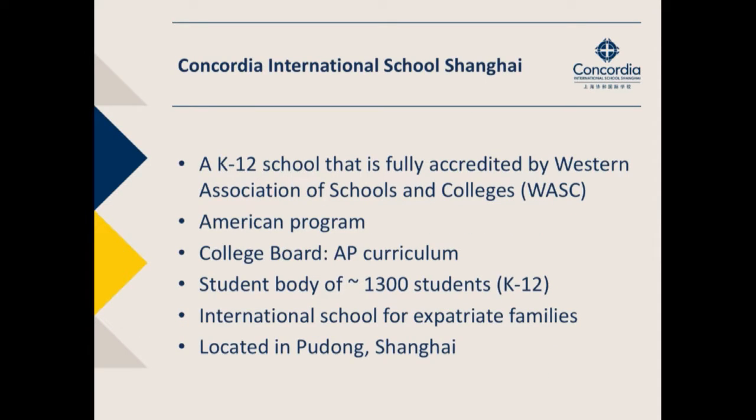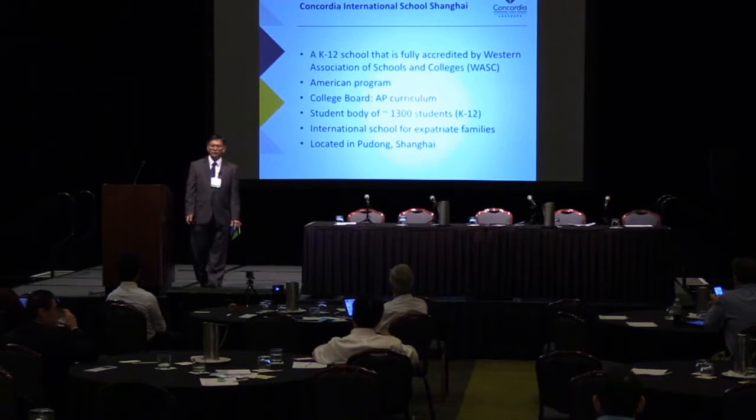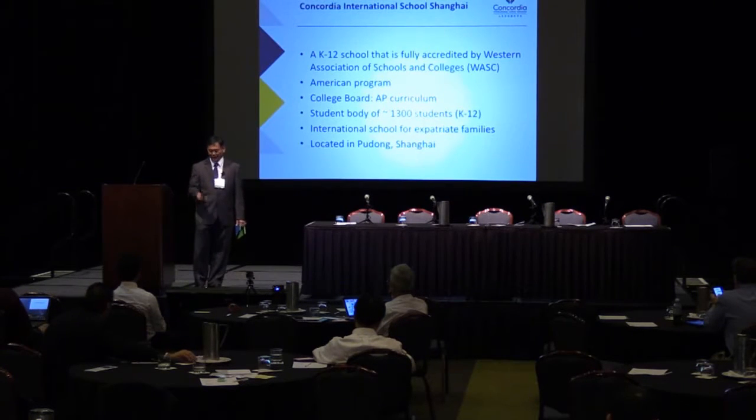First, let me introduce Concordia International School, Shanghai. We are an international school catered for the expatriate community in Shanghai, China. We are fully accredited by the Western Association of Schools and Colleges, the highest accreditation you can have with international schools outside of the United States. We run the American program and the AP curriculum as well. The student body is about 1,300, K-12, from three-year-olds all the way to seniors. We're located in Pudong, Shanghai, on the same side as the airport, in case you wonder.